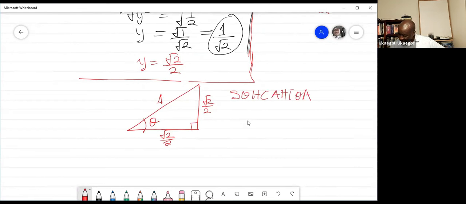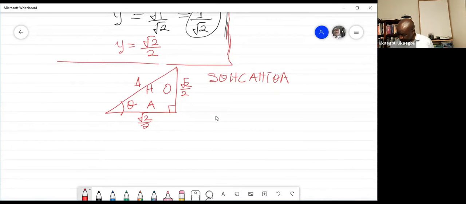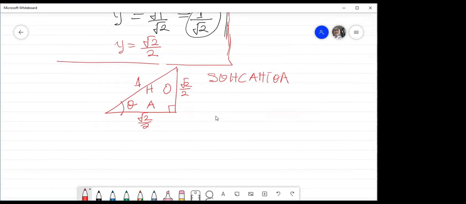SOHCAHTOA. Now here is our opposite. Here is our adjacent, and here is our hypotenuse. So invariably we have the 3 sides, I'm sorry. So now, which of these trigonometric ratios do you want us to use in order to get the angle? We can use adjacent over hypotenuse. Okay, so you're saying we should use cos, right? Yeah, cos. Okay, so then let's see.